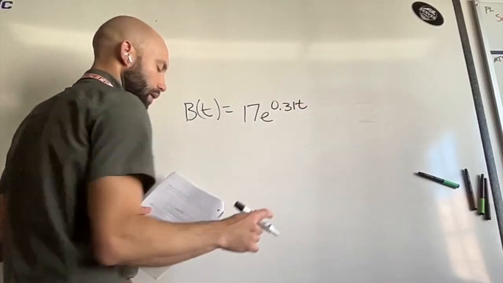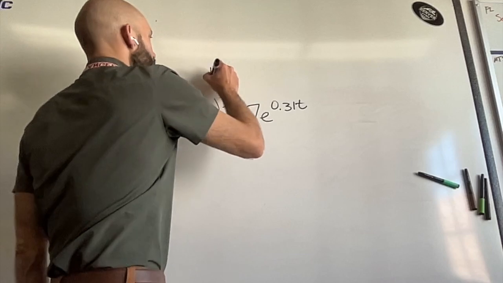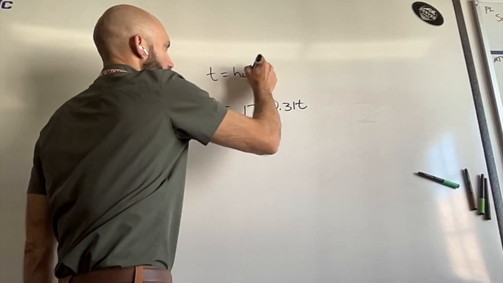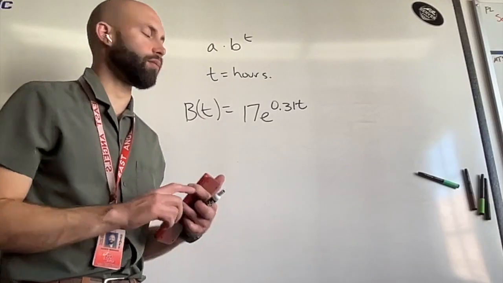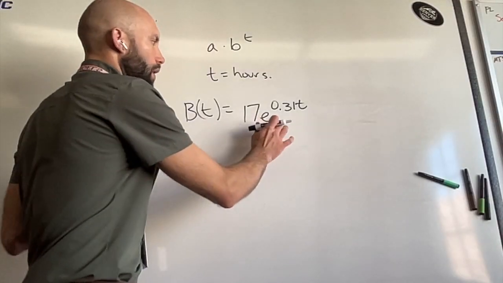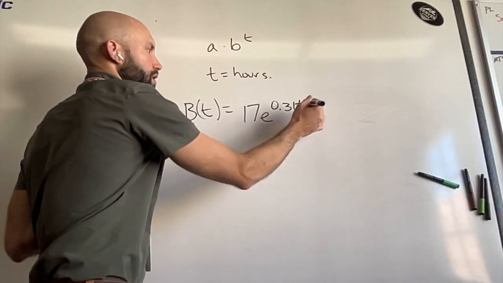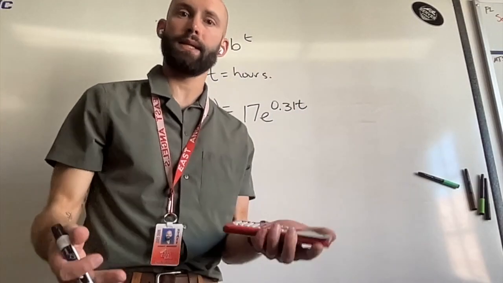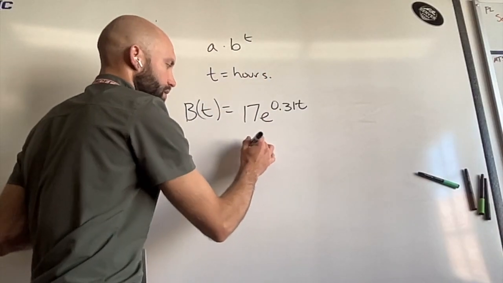0.31 t power. And it says that t is measured in hours, so I'm going to put t equals hours. So here's everything we know from this problem. I want us to think about how can I rewrite this so that the only thing in the exponent is a t, because that would be a times b to the t. So I have to manipulate this.